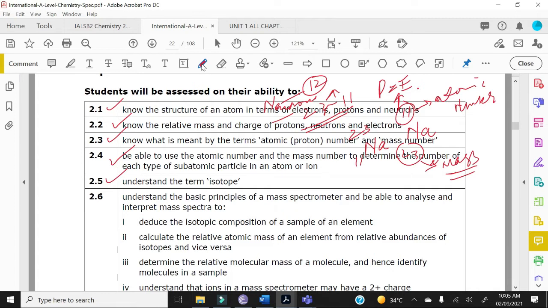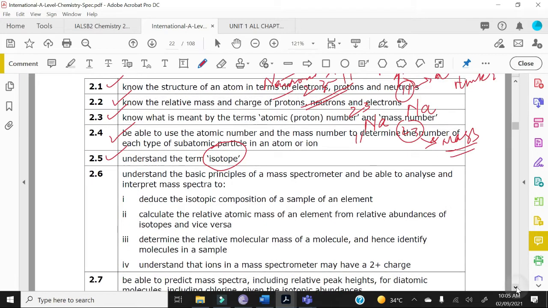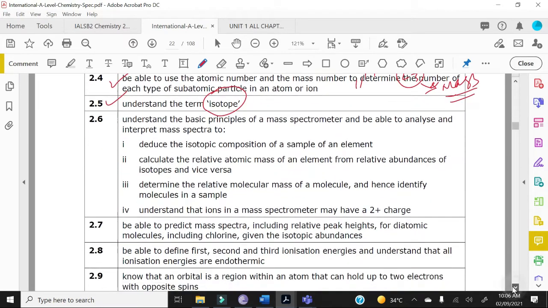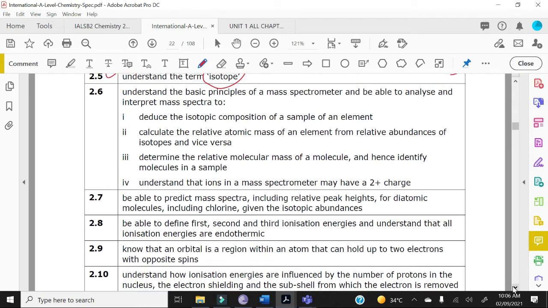Okay, what are isotopes? Isotopes are the atoms of the same element having same number of protons but different numbers of neutrons. Okay, understand the basic principle of mass spectrum and be able to analyze infrared mass spectra. This is also very important now. Okay, deduce the isotopic composition of a sample of an element.